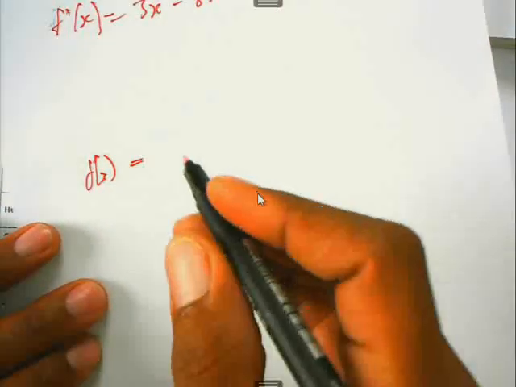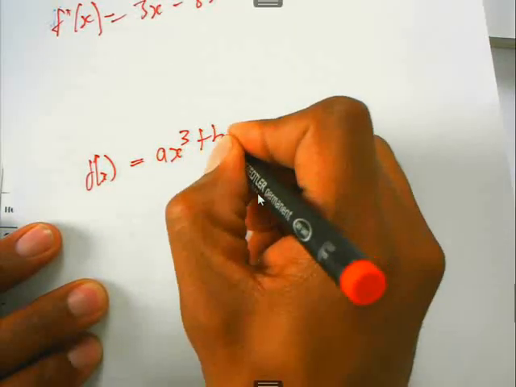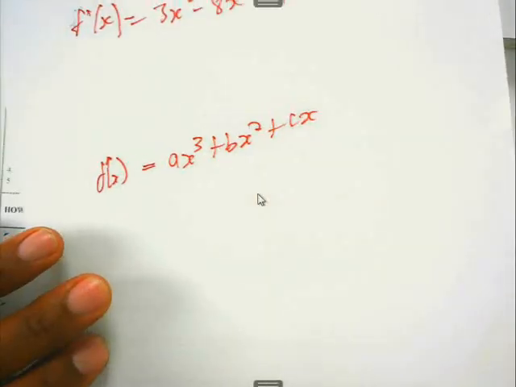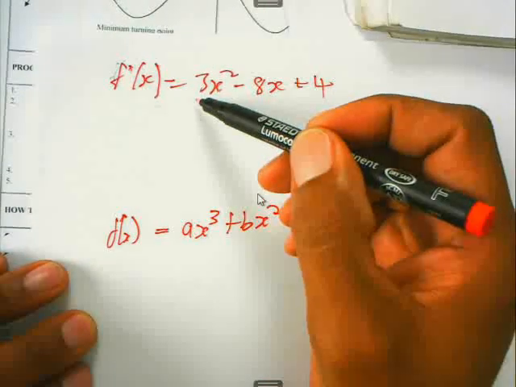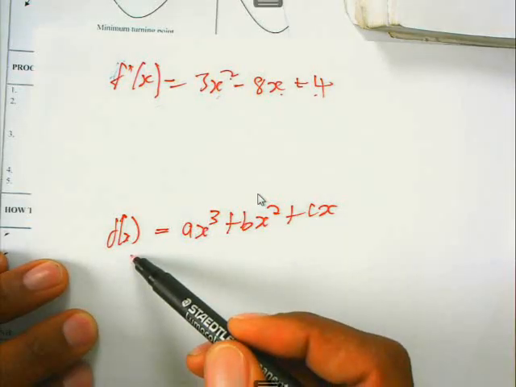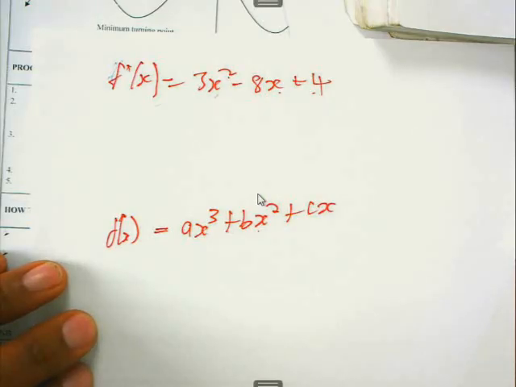But you must remember that f of x is equal to ax to the power of 3 plus what? Plus bx squared plus what? Plus cx. It's very important. f prime of x is equal to 3x squared minus 8x plus 4, and then f of x is equal to ax to the power of 3 plus bx squared plus cx.